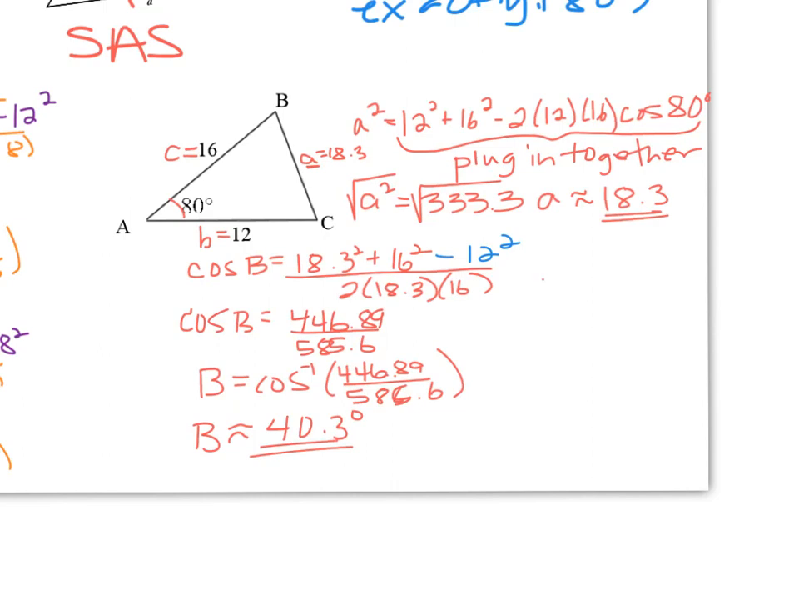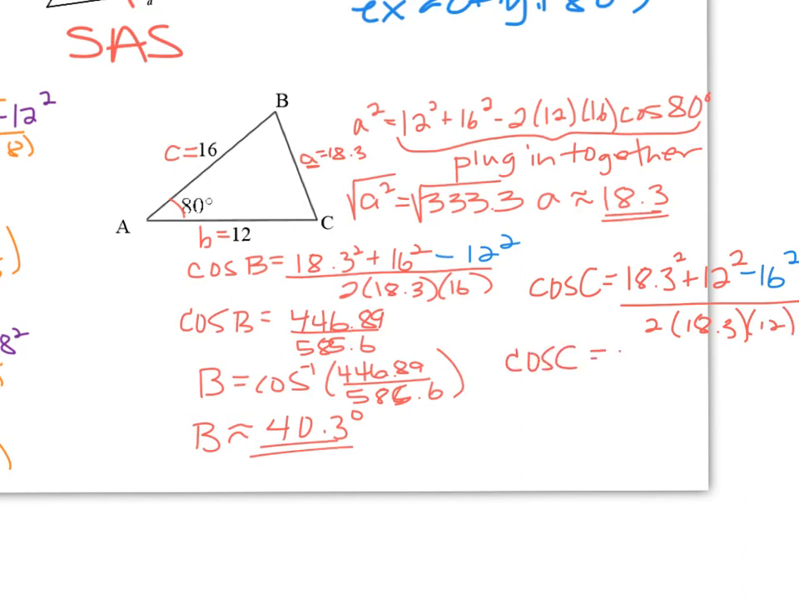To get cosine of angle C, we would do A squared plus B squared. And it's because of this decimal right here that really throws us off. And then we would subtract C squared divided by 2 times A times B. That would give us cosine C equals 222.89 divided by 439.2. And then we take the inverse.